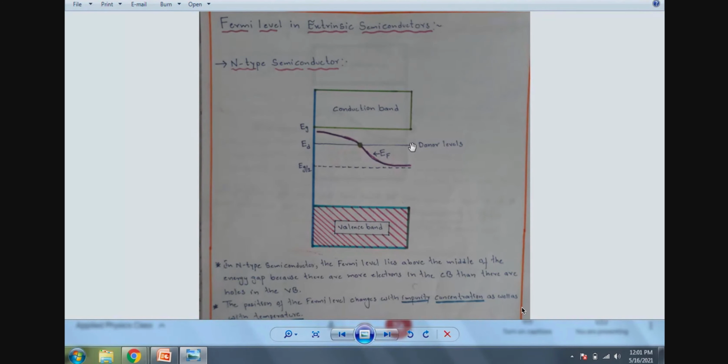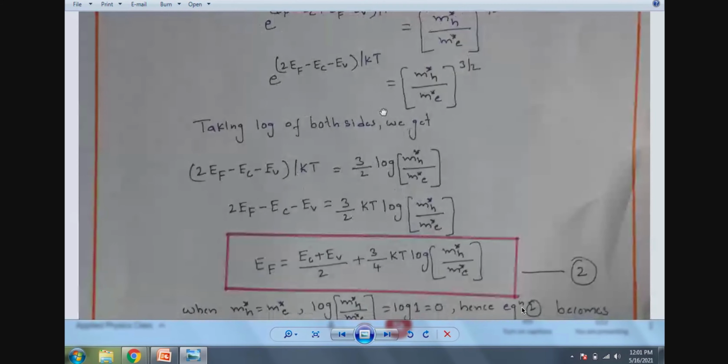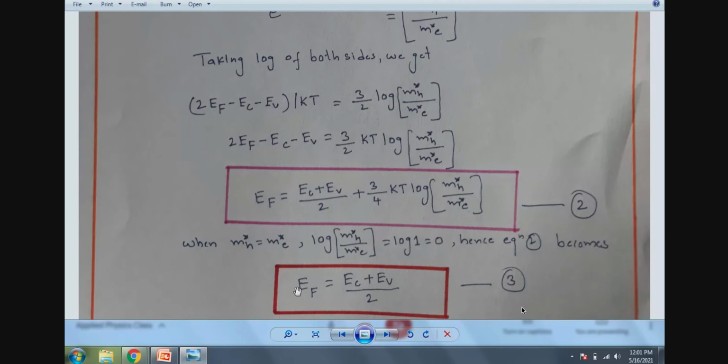But in an intrinsic semiconductor, we found the position of the Fermi level. What is that? It is exactly between the bands. You also got the expression for that one, right? Now you can see this is the Fermi level. You have formulated that its position is exactly halfway between the conduction band and the valence band. This is the expression you got.